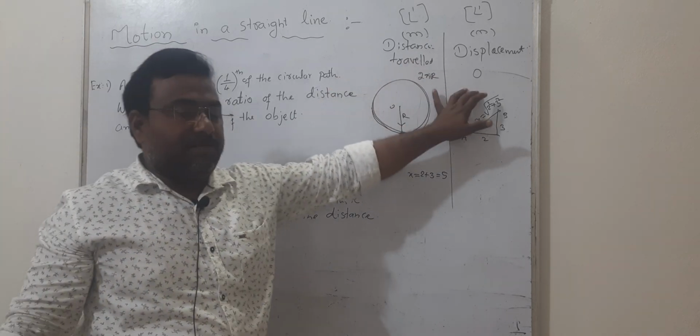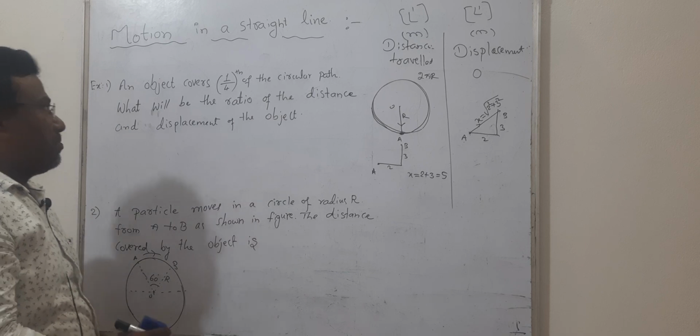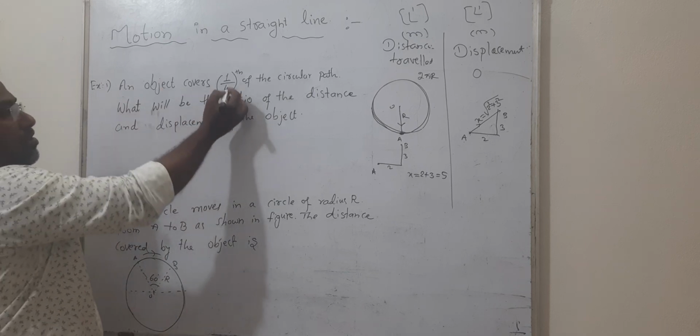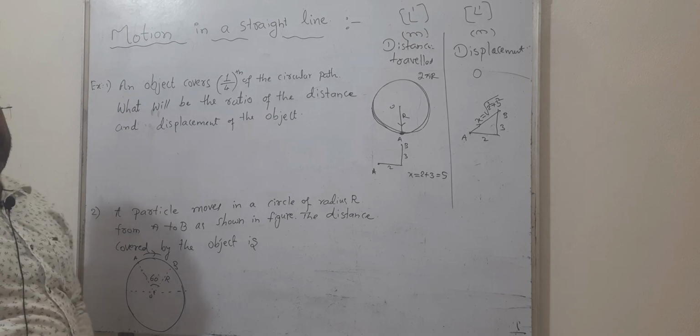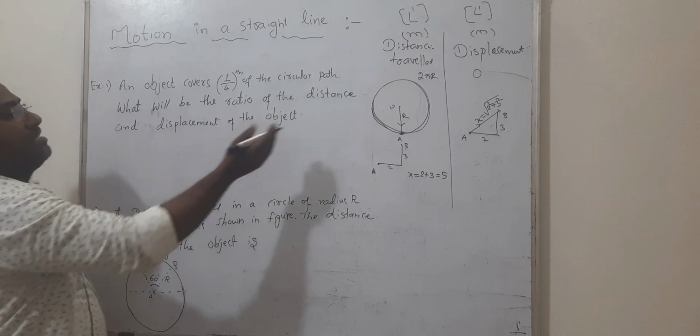Based on the distance and displacement, I will solve these for you people. An object covers 1/4 of the circular path. What will be the ratio of distance and displacement of the body? See, this is the circular path.